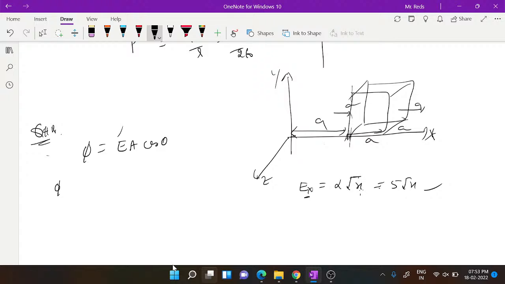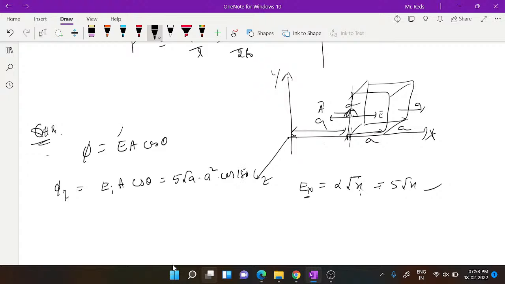So let us say phi 1 is the inward flux, phi I equals E_i into A into cos theta, with E constant. Here the area vector will be in this direction and the electric field in this direction, so theta will be 180. The area is a squared, but the electric field is 5 root x, which is 5 root a. So it is 5 root a into a squared into cos 180.